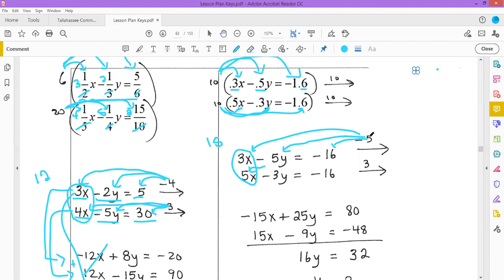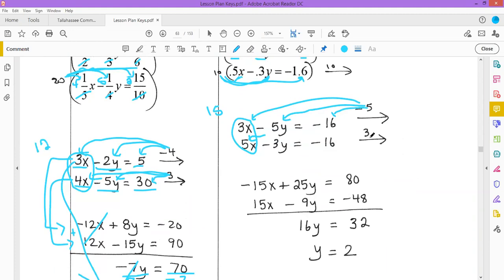So our first term, negative 5 times 3x, we got negative 15x. Negative 5y times negative 5 gives us positive 25y equals negative 16 times negative 5, we get positive 80. And then that last term, or the second equation, we're multiplying each of these terms by 3. So that's 3 times 5x, that gives us 15x. Negative 3y times 3 gives us negative 9y. And negative 16 times 3 gives us negative 48.